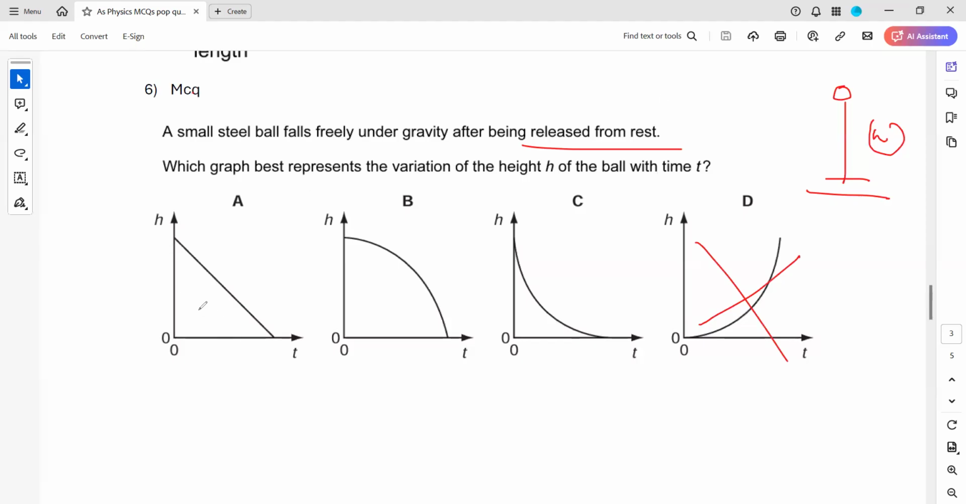Then the height, this is the height, so it means the distance time graph. In a distance time graph, what does the slope represent? The slope represents the velocity. So when the object is falling, what happens to its velocity? Its velocity increases. Here it is a straight line. What does it show? The velocity is constant, because a straight line means the velocity is constant. But the object cannot fall from the beginning with a constant velocity. That's why it cannot be A. When you check this one, what happened to the slope?